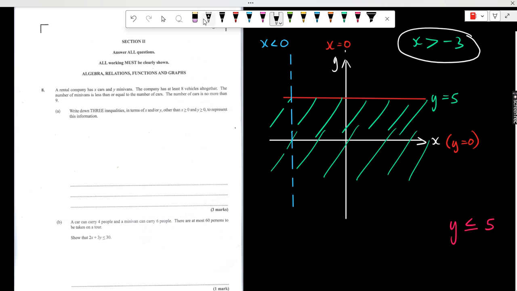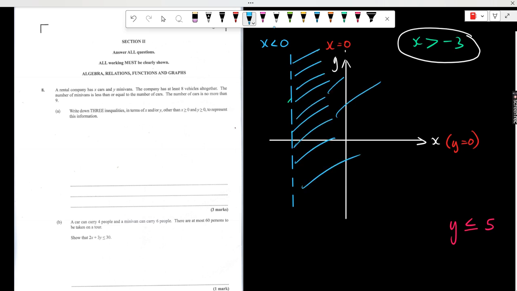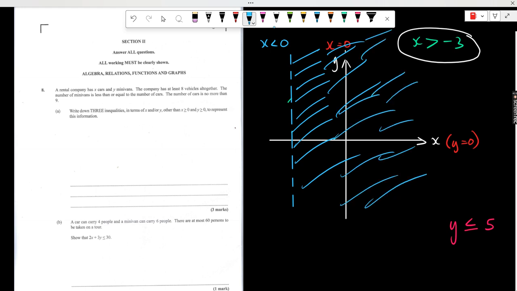Okay? So let me just erase these green regions that show the original thing. If I want to show x is greater than negative 3, I use a broken line, and then of course I will shade the region to the right of the line. So all over here is showing x greater than negative 3. Is that clear?